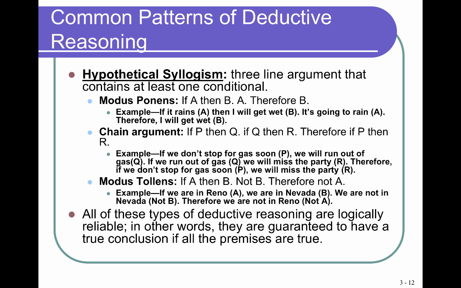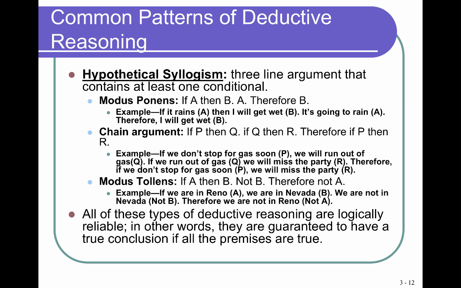Hypothetical syllogisms are arguments that contain two premises and a conclusion. At least one of the premises is a conditional if-then statement. There are three kinds of hypothetical syllogisms: modus ponens, chain arguments, and modus tollens. Let's look at each of them.